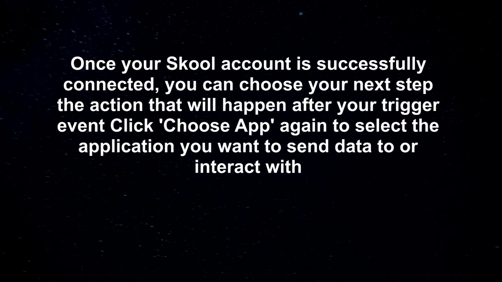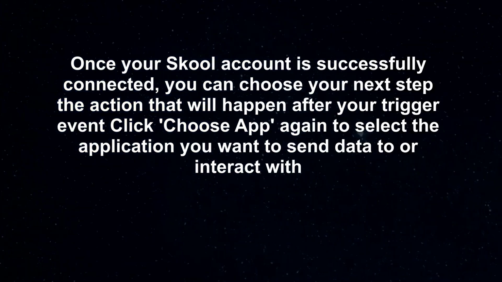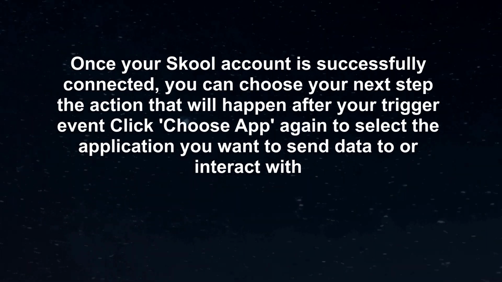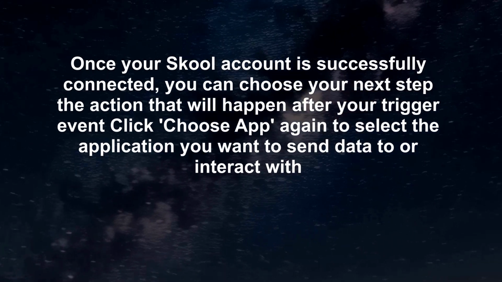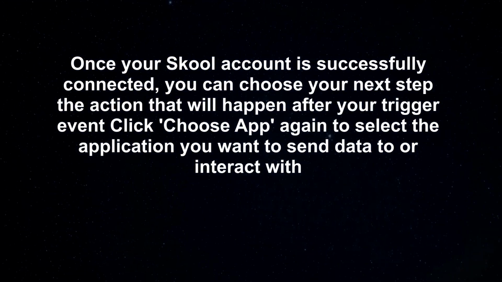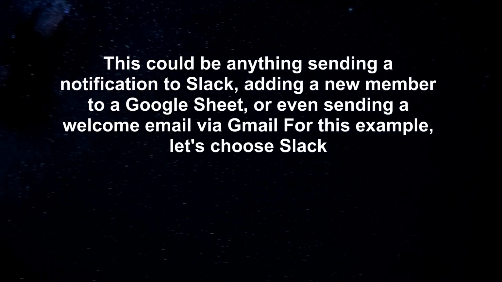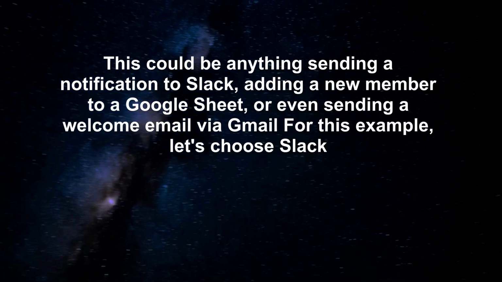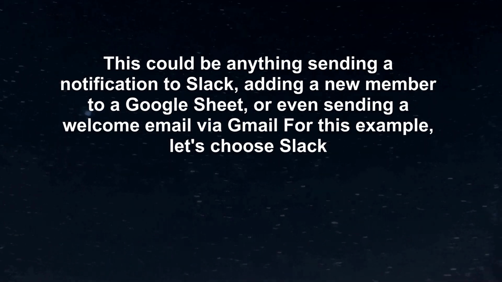Once your school account is successfully connected, you can choose your next step, the action that will happen after your trigger event. Click Choose App, again, to select the application you want to send data to or interact with. This could be anything: sending a notification to Slack, adding a new member to a Google Sheet, or even sending a welcome email via Gmail. For this example, let's choose Slack.